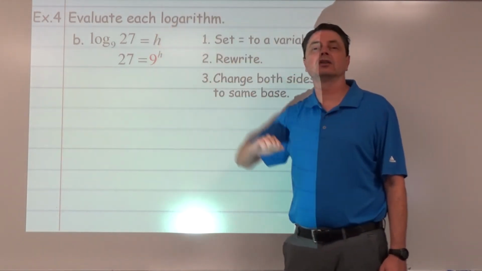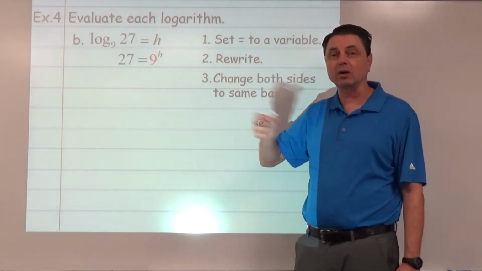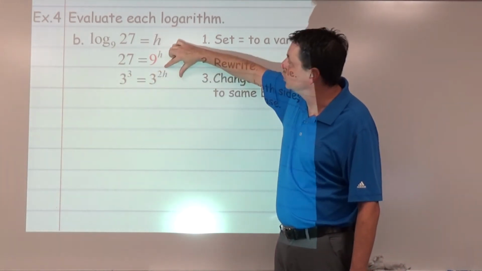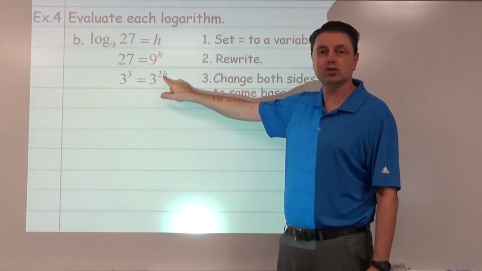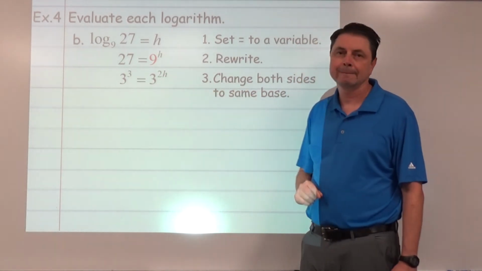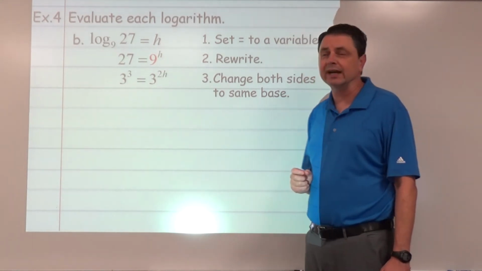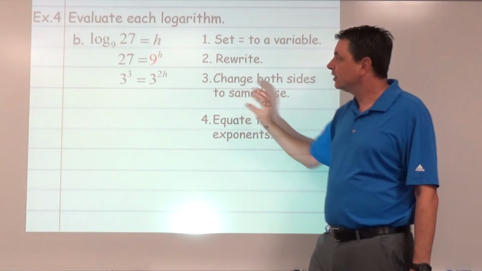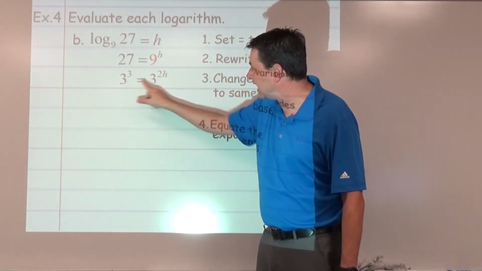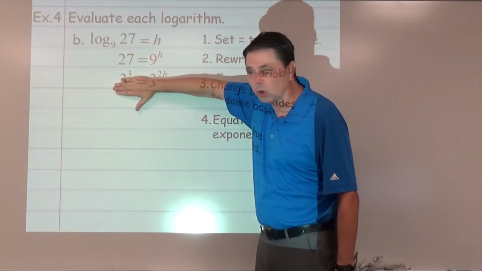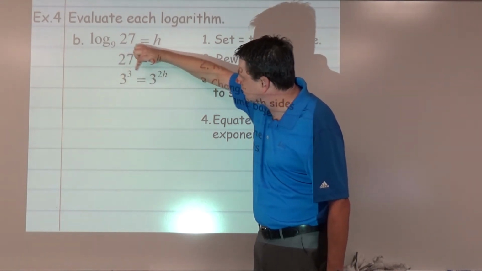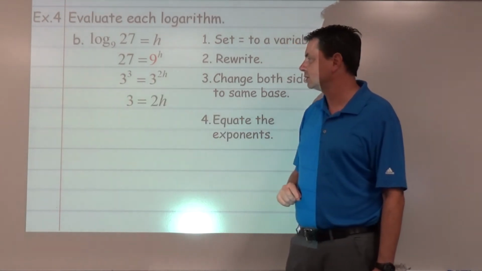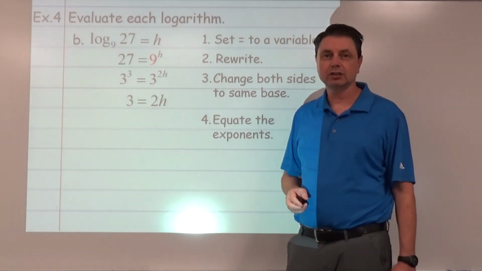But earlier we had learned when we're raising a power to a power, we just multiply the exponents. So it becomes 3 squared to the h means 3 to the 2h. So once you have both sides written as powers of the same base, we equate the exponents. The only way that this can be true, because they have the same bases, is if we ignore the bases, we say exponent equals exponent. 3 equals 2h. Now solve for h.